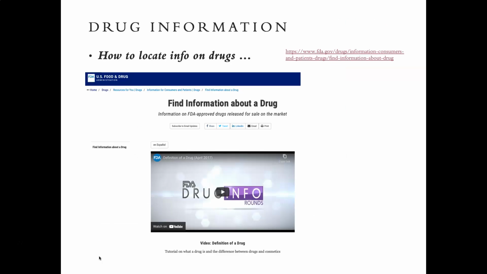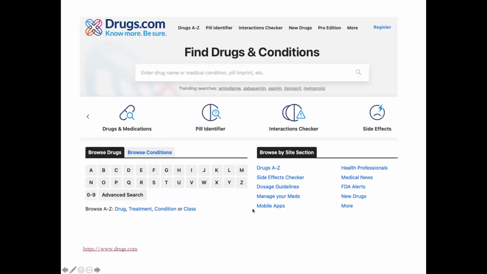Moving on to information about drugs. So you know what the drug is, but you want to get more information about it. You can go to the FDA's website, which is probably the best place to go. And this is a screenshot. If you go to this site, and of course you can click on the link up here in the top left corner, they have a video about drug information, what's the definition of a drug, things like that. So you could take a look at that information.